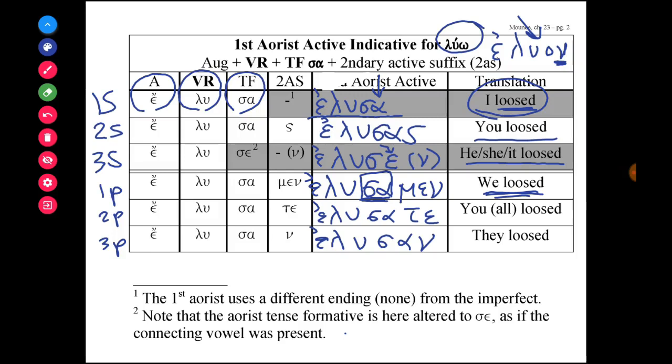Now notice that in the first aorist, because of the modifications, the first person singular and third person plural are distinct and different forms, and there's no way to confuse the two. And so with having filled out the paradigm, let's recite it all together. Ready? 1, 2, 3. Elusa, elusas, elusen, elusamen, elusate, elusan.